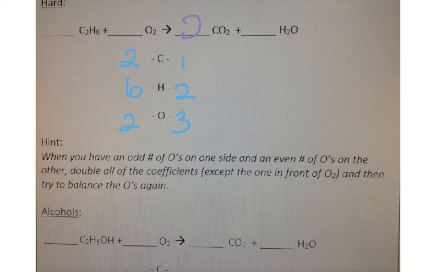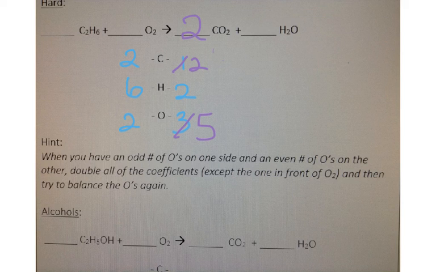So I'm going to put a 2 in front of this coefficient. That changes that count to a 2, which makes my oxygen count 4 from the 2 times CO2. So that would be 4 from this one plus the 1 from that one. So that would be a total of 5. So my oxygen count has changed to a 5. All right, you still don't want to balance your oxygens, though. What you want to balance is your hydrogens.